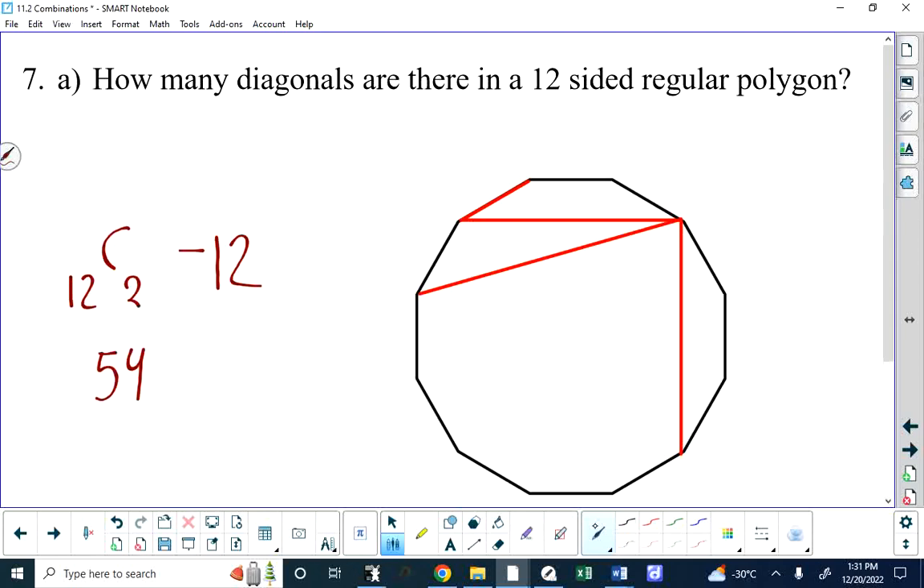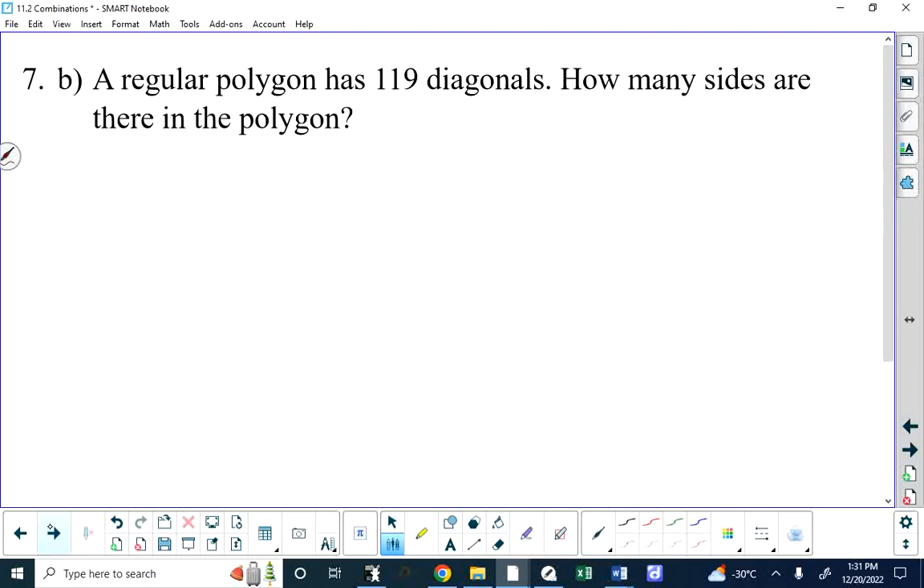You may never be asked this question, or you may. What if I had a regular polygon and I told you there were 119 diagonals? How many sides are there? Well, we learned from the previous example that n choose 2 minus n is going to give you the number of diagonals. Right? If it was 12 sides, you go 12 choose 2 minus 12.